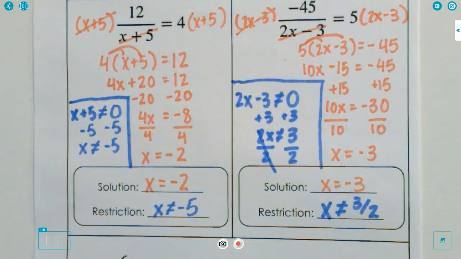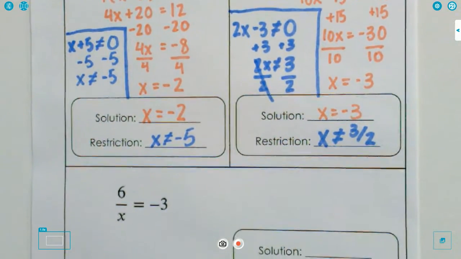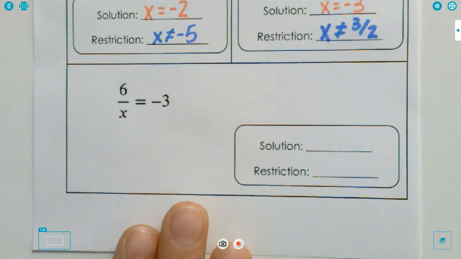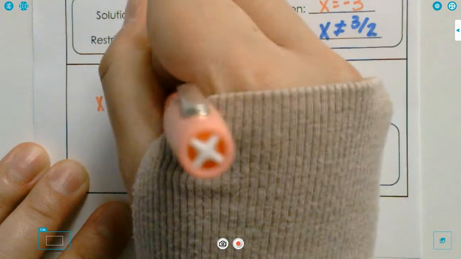Okay, any questions about the two that we've seen? Okay, the last one is actually easier because there's less on the bottom. And so I saved it for last as like a dessert on our notes for today. So we've got 6 over x equals negative 3. We need to get that x out of the denominator. So we're just going to multiply both sides by x.